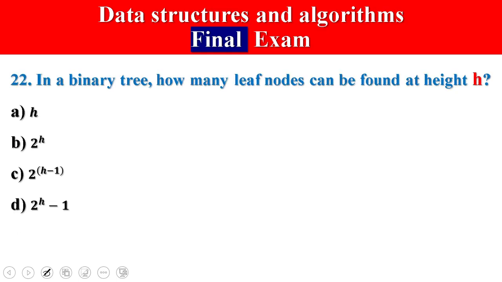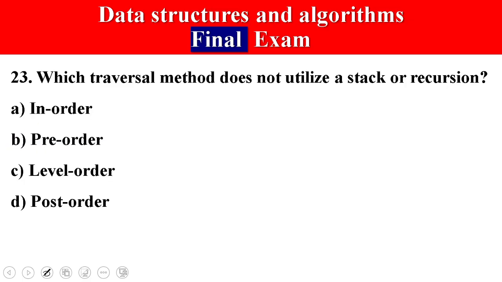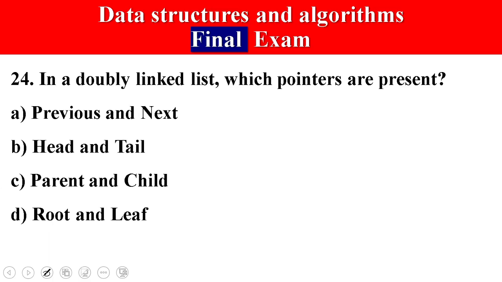Question 22. In a binary tree, how many leaf nodes can be found at height h? At height h, 2 to the power of h leaf nodes can be included. Question 23. Which traversal method does not use stack or recursion? In-order, pre-order, level order, post-order. Level order traversal does not use a stack. C is the correct answer.